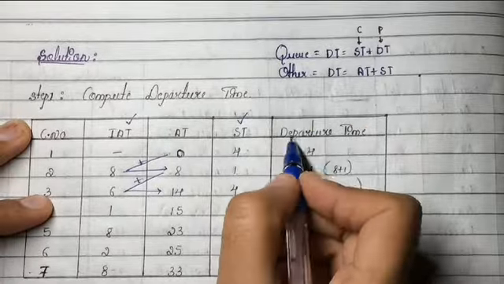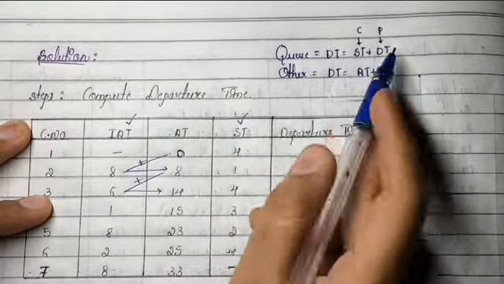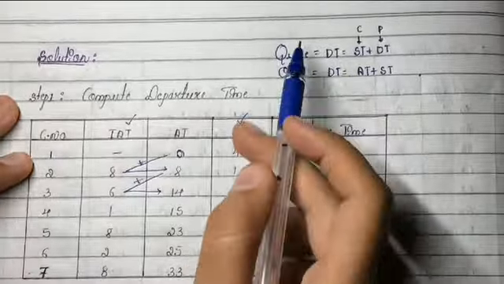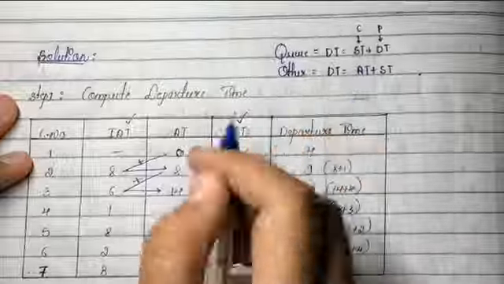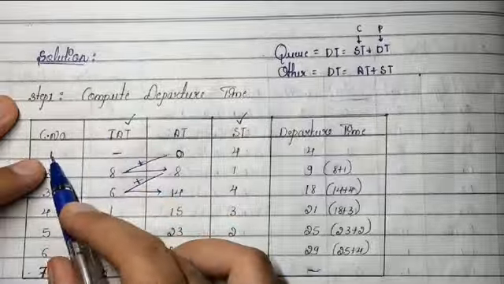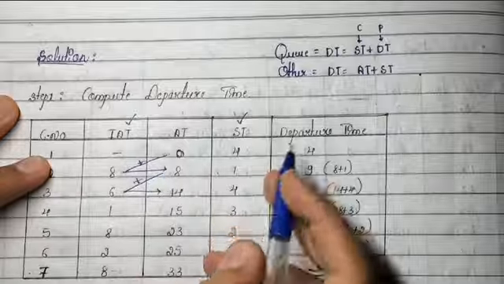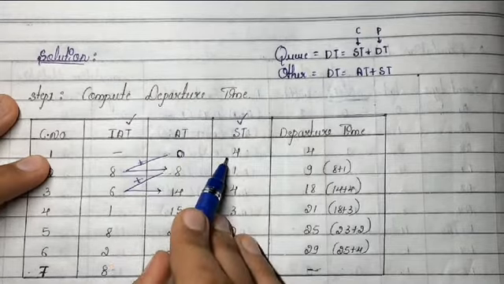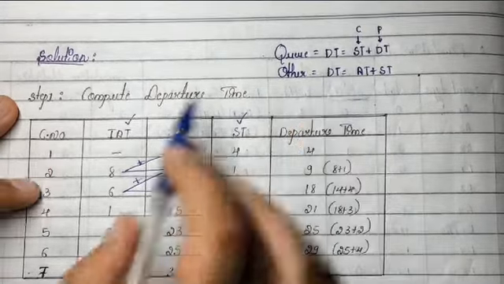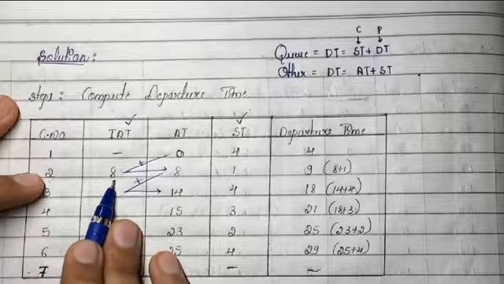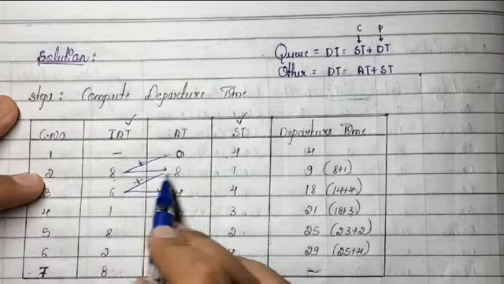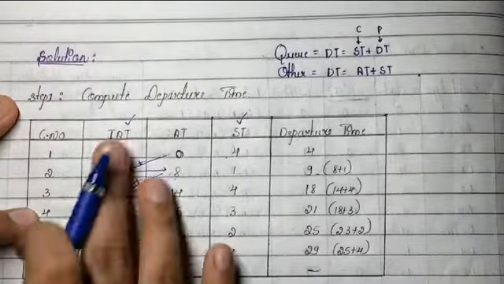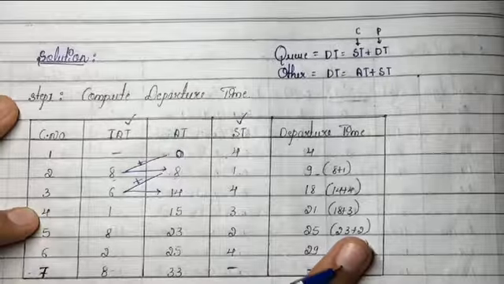And calculate the departure time using this formula. If the customer enters into the queue, then use this formula, otherwise you can use this formula. For example, the first customer arrives, it will not enter into the queue, so just use this formula, AT plus ST, that is 4 plus 0, so 4. Now for this customer, that is 8, this also does not enter the queue, so 8 plus 1, that is 9. You check and get the values.